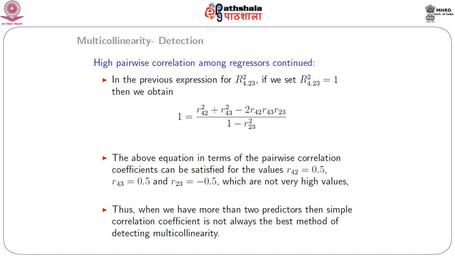Now these values of pairwise correlation which we have used to satisfy the above expression are not very high values. However, when we plug these values into the above expression, that gives us R square 4.23 equals 1. So when we have more than 2 predictors, the simple correlation coefficient is not always the best method of detecting multicollinearity. In other words, it is not a necessary condition for the presence of multicollinearity, although it is sufficient to indicate that multicollinearity is present.